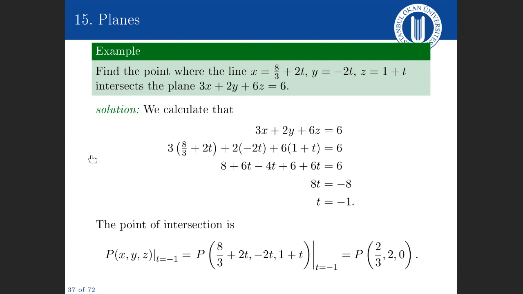Next example. Find the point where this line intersects this plane. Let me draw a quick picture. We have some plane, looks like this, and we have some line which is intersecting the plane at some point. And we're asked to find the coordinates of this point where the line intersects the plane.